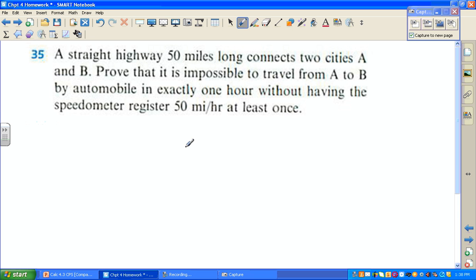Straight highway, 50 miles long, connects cities A and B. Prove that it's impossible to travel from A to B by automobile in exactly 1 hour without having the speedometer register 50 miles per hour at least once. Okay? It is kind of a given. Yeah, it is, but I'm not going to say that. Prove that it's impossible to travel from A to B without.